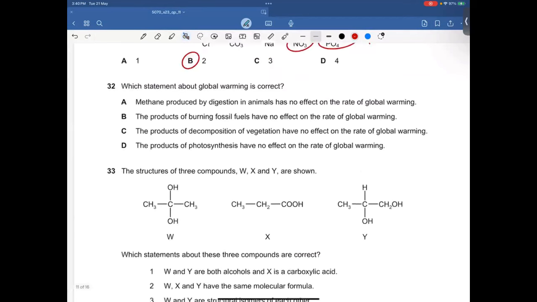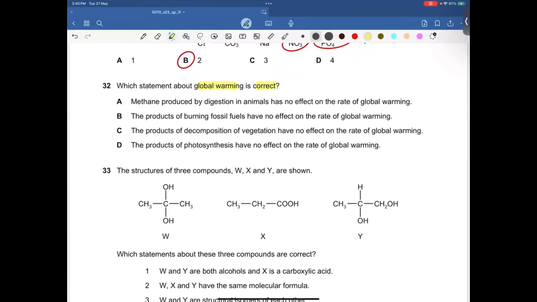Which statement about global warming is correct? Global warming is basically the rise of the temperature of the Earth's surface. So global warming is because of the greenhouse gases, and greenhouse gases include methane gas, right? So methane produced by digestion in animals has no effect on the rate of global warming. Methane is a greenhouse gas. It has an effect on the rate of global warming. So option A is incorrect.